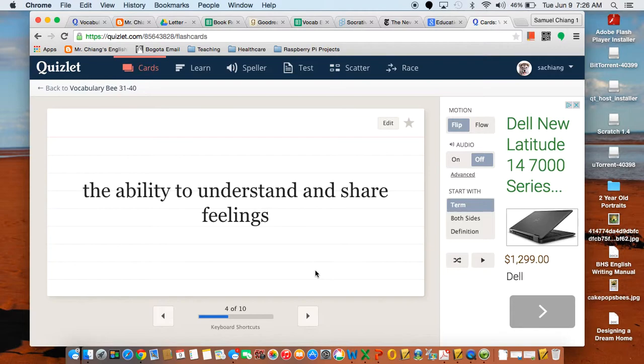It's a little bit different than sympathy. Sympathy is just feeling bad for someone else. Okay, so if someone lost their pet, then sympathy is actually just feeling bad for them, kind of like pity. Empathy is actually sharing that same feeling.